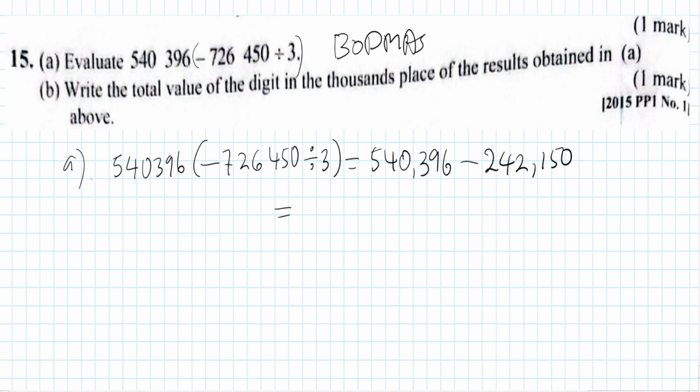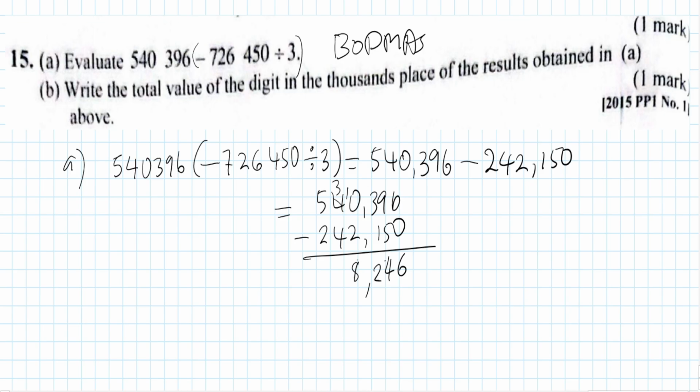This is question A. So 540,396 minus 242,150. Let's subtract it. 6 minus 0 gives you 6. 9 minus 5 gives you 4. 3 minus 1 is 2. Then 10 minus 2 is 8, and you borrow 1 from 5, which gives you 4, and 4 minus 2 is 2. So this is your answer.